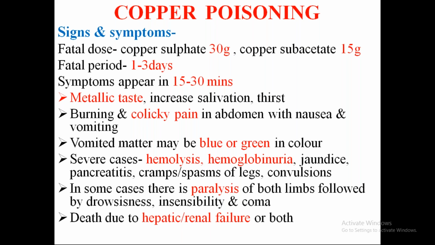The patient will have metallic taste, increased salivation, thirst. There is colicky abdominal pain. Colicky abdominal pain, we can see it is also present in lead poisoning. And then we have the vomited matter is bluish or greenish in color.